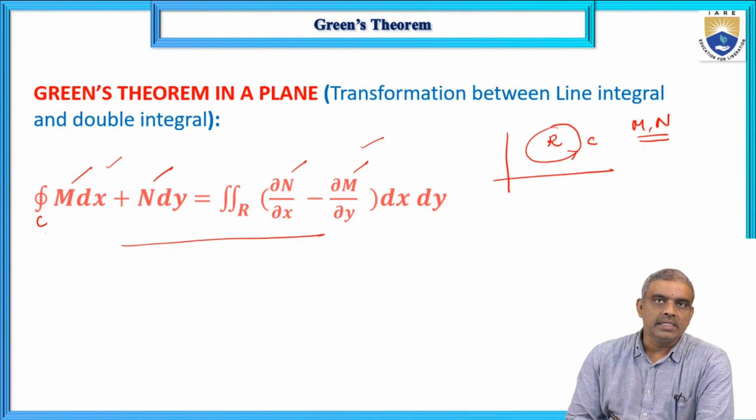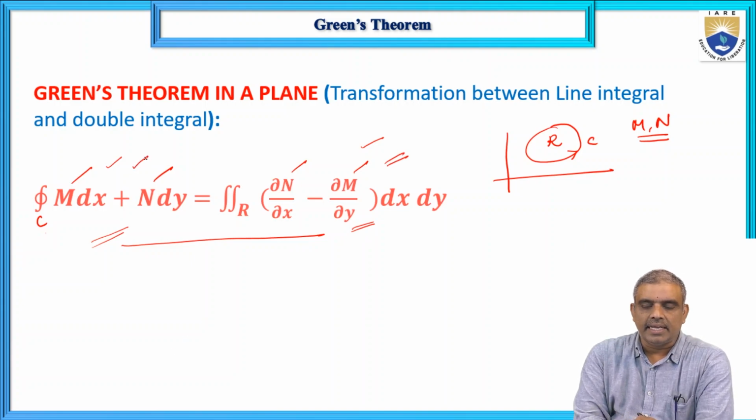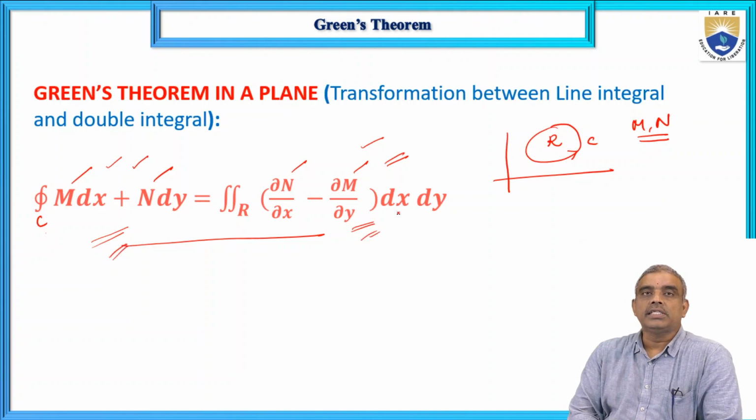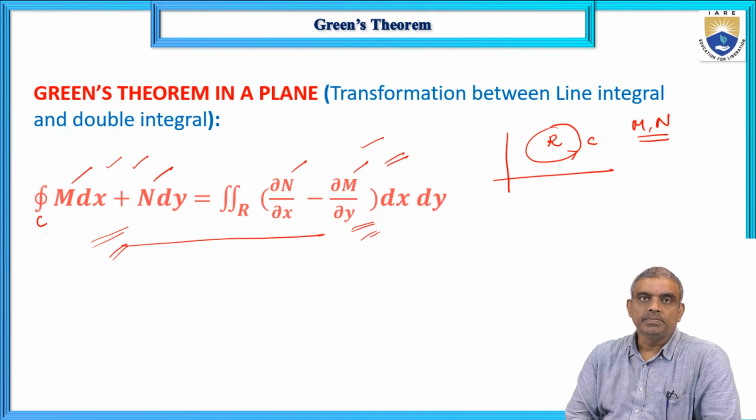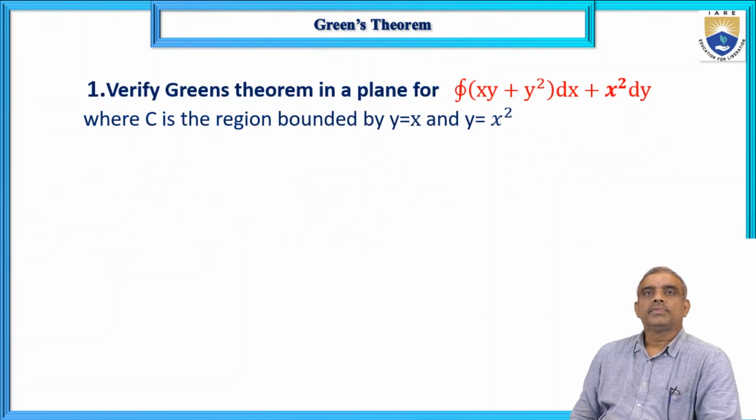And in Green's theorem problems, you may be asked to evaluate the line integral if the information is given as a double integral. So if the double integral is given, you need to calculate the line integral. If the line integral information is given, you need to calculate the double integral. So we have two types of problems. One is verification type problems and the other one is finding the line integral or the double integral when the other integral is given in the problem. So now go to the first problem.